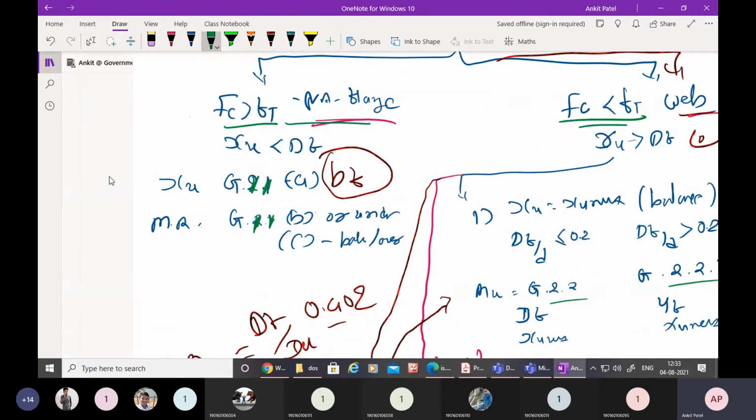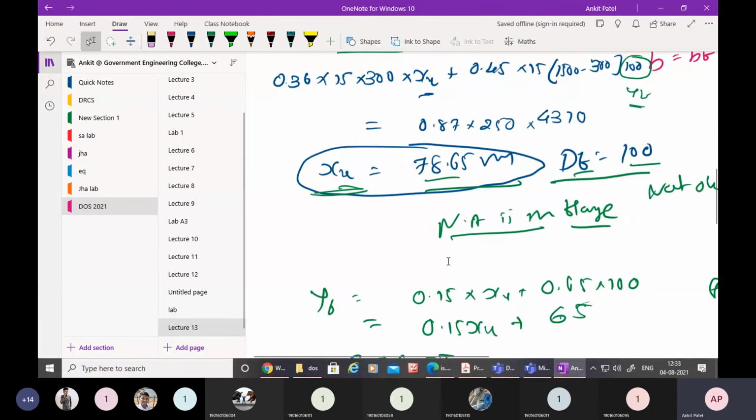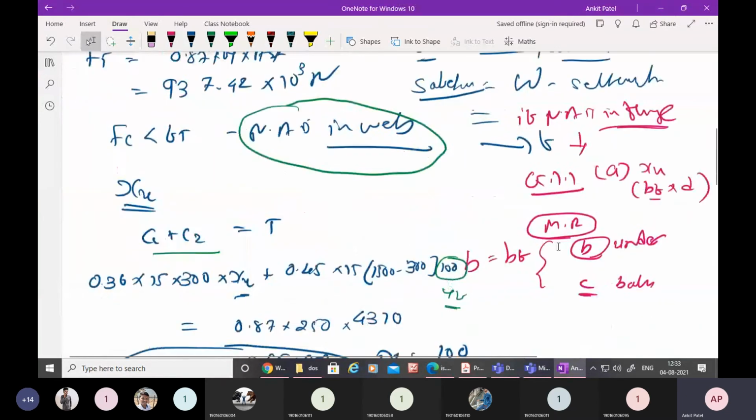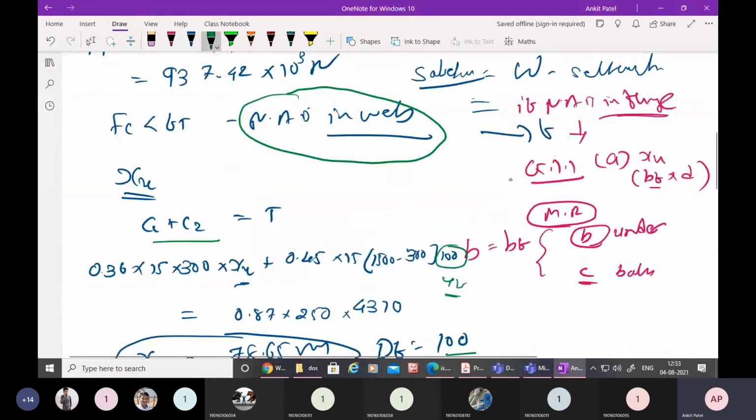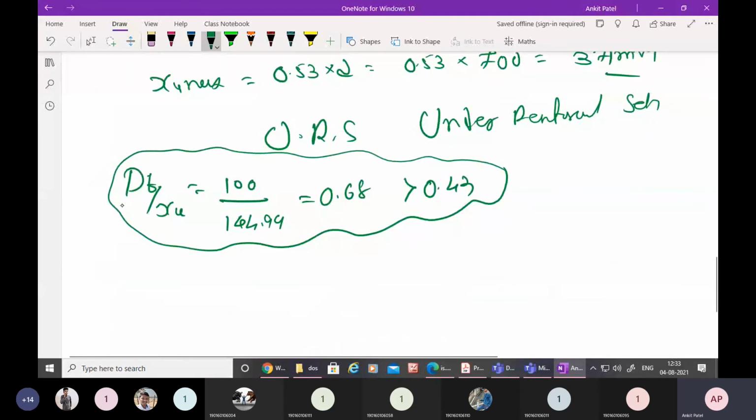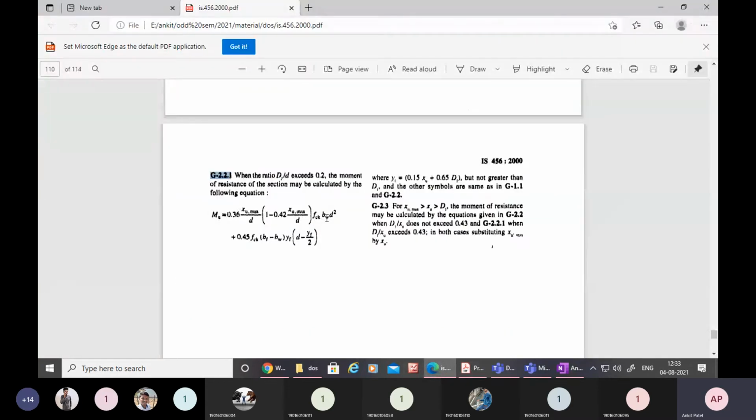So in our present lecture, we have used the correct word for this kind of case. Yes, G1.1 is there, so this is just a typing mistake. Now df by xu is greater than 0.43, so we need to use G2.2.1. So what is G2.2.1? That is given over here. You can see this equation.